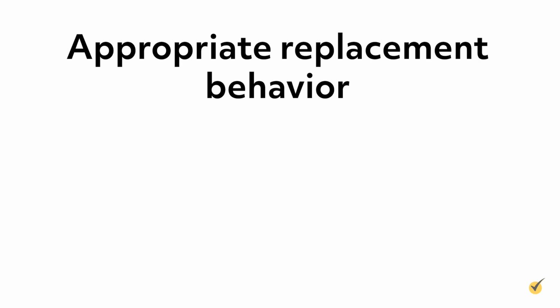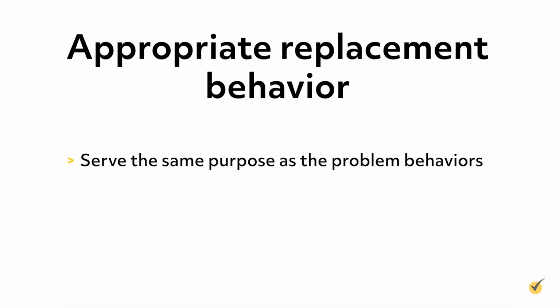Just like academic goals that would take place on the IEP, it's important that these behavioral goals be measurable, clear, and specific. Furthermore, when reducing a targeted behavior, the student should be taught an appropriate replacement behavior. Replacement behaviors should serve the same purpose as the problem behaviors.